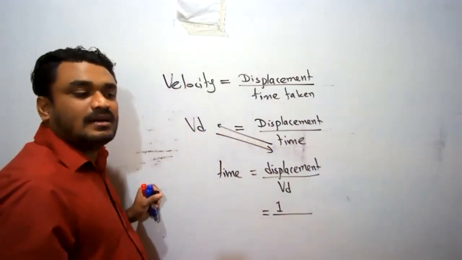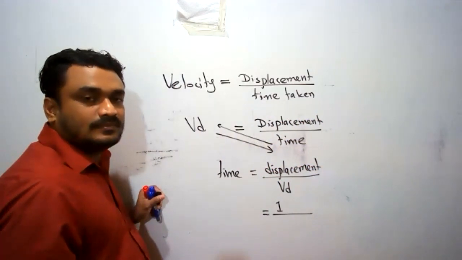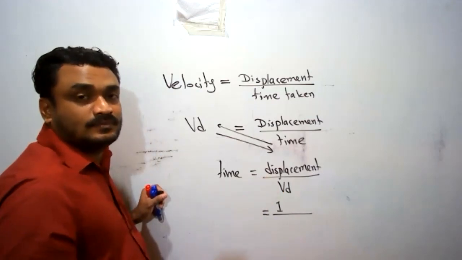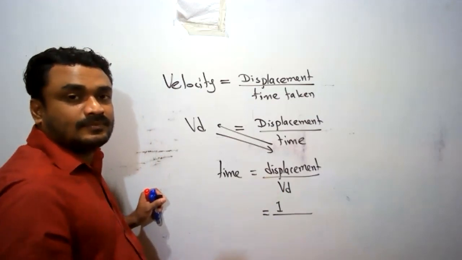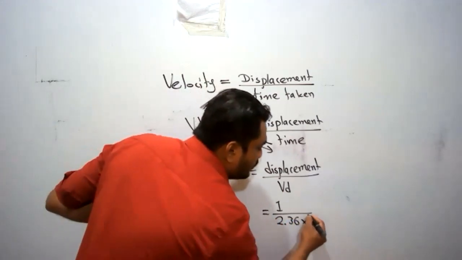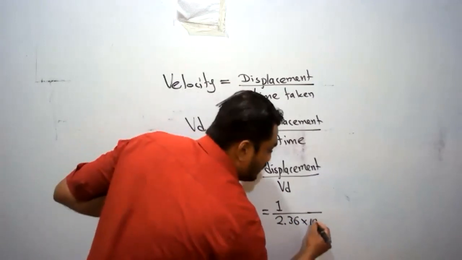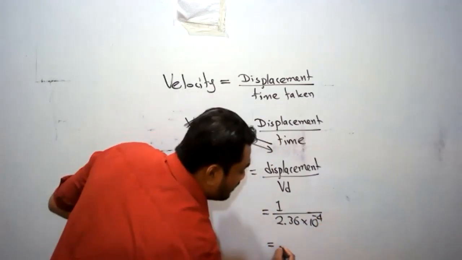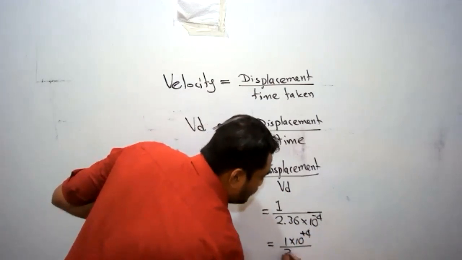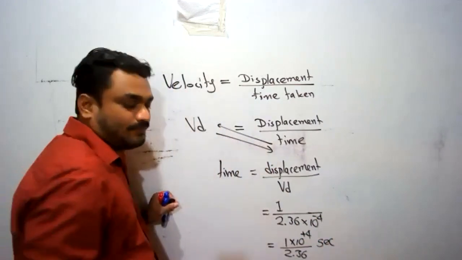Now, what is Vd there? Somebody unmute the mic and tell me what the Vd is. We have found the value. 2.36 into 10 to the power minus 4. Minus 4. Very good. 10 to the power minus 4 will come up as 10 to the power plus 4, divided by 2.36. So the unit will be seconds.